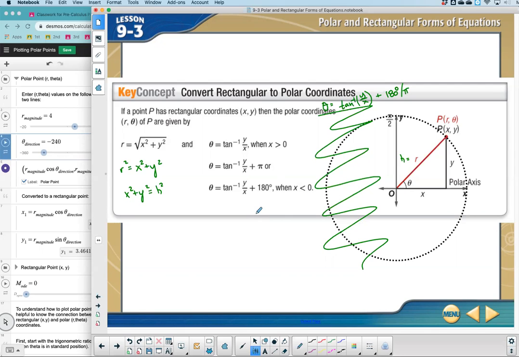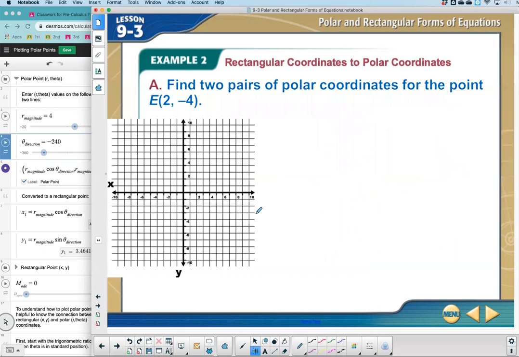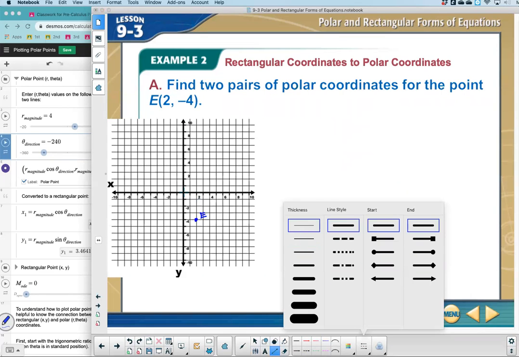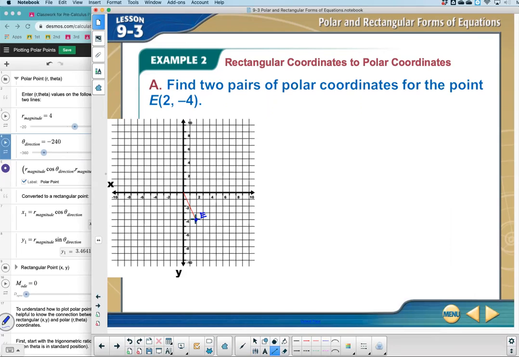So now let's take a look at a couple examples of going from rectangular to polar. So we're going to plot a point and find it twice in polar coordinates. So the point E is 2 to the right and 4 units down, right there. That's point E. What we want to determine is what's our radius and our theta for that point E right there. So we want to solve for theta and the radius. That's what we're trying to find.